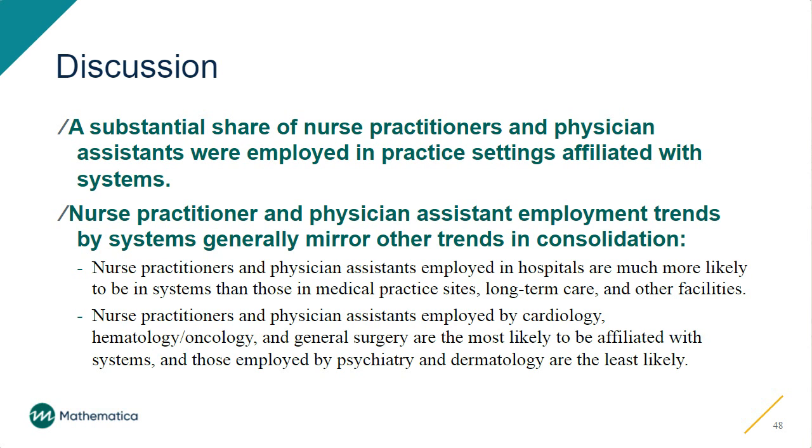Sure. So putting together essentially all of the results that Rachel just presented, we do find that a substantial share of nurse practitioners and physician assistants were employed in practice settings affiliated with systems, over 40%, which is comparable to but somewhat less than the 50% that we see for physicians in other studies. They do generally mirror the trends in consolidation. Nurse practitioners and physician assistants employed in hospitals are much more likely to be in systems than those in medical practice sites, long-term care, and other facilities, which, as we've said, mirrors the very large percentage of hospitals and hospital beds that are in systems. Nurse practitioners and physician assistants employed by certain specialty types, cardiology, hem-onc, and general surgery, are the most likely to be affiliated with systems. Psychiatry and dermatology are the least likely, which is consistent with a recent HSR paper that looked at physician consolidation by specialty.